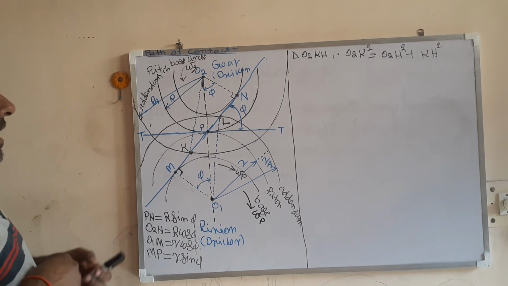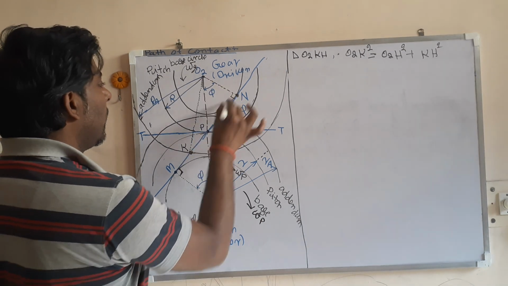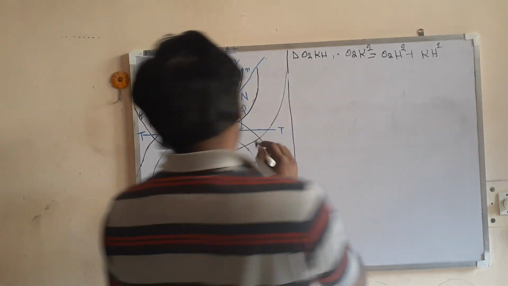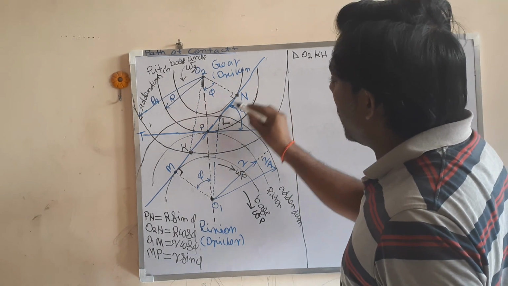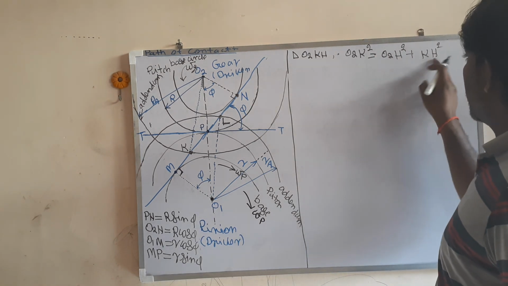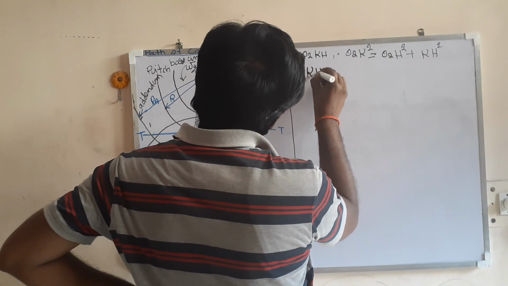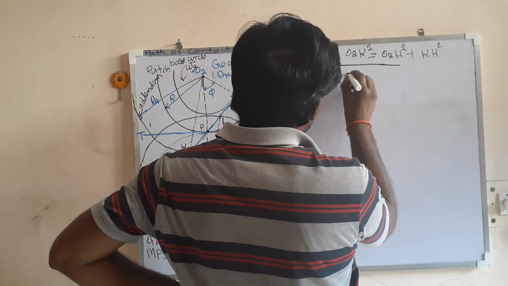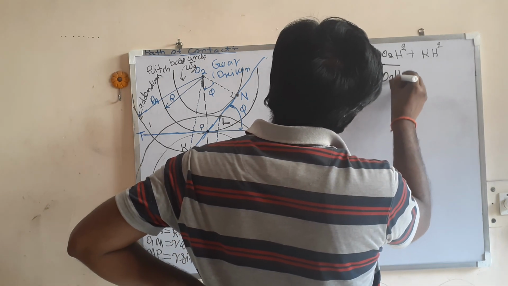Now let us derive the path of contact. In the triangle O2KN, O2K square is equal to O2N square plus KN square. So from here we can write KN is equal to the square root of O2K square minus O2N square.